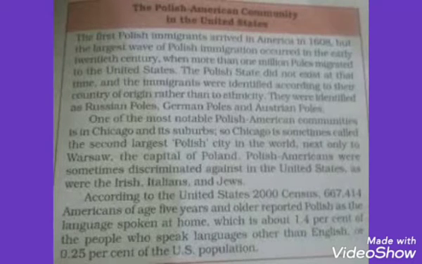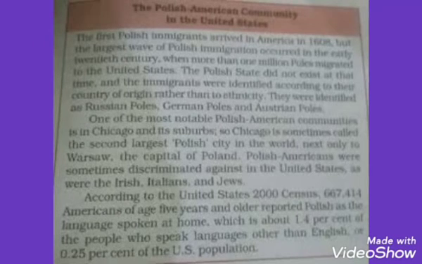So in this, it is given that these people settled around Chicago and its suburbs. Chicago is sometimes referred to as the second largest Polish city in the world. These Polish Americans were discriminated against, and there was a lot of discrimination going on at that time. They were discriminated against in the United States, like the Irish, the Italians, and the Jews.